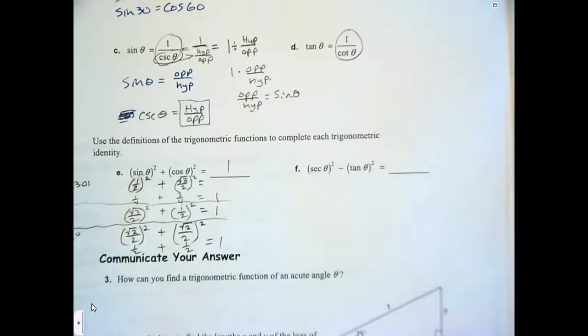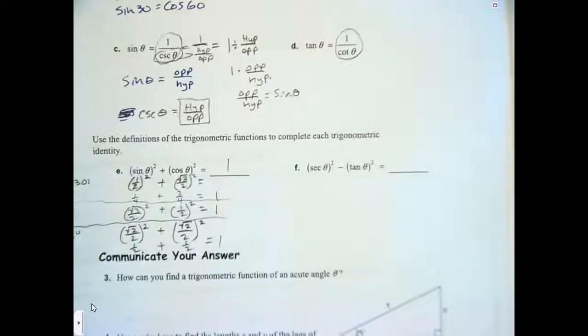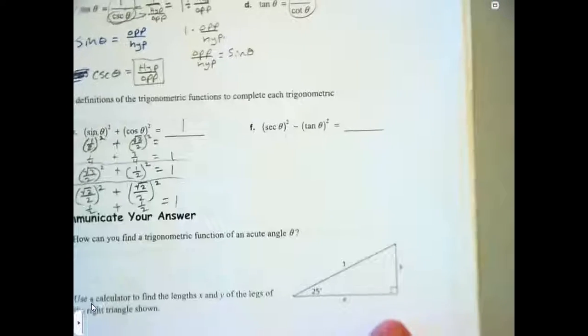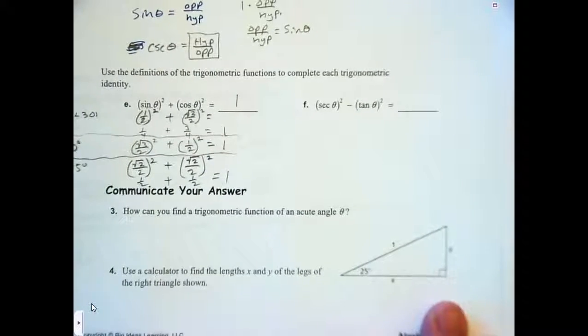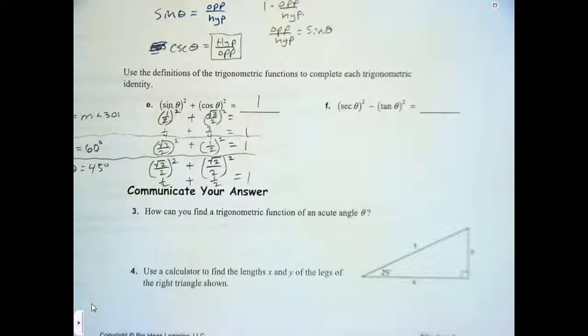Secant squared theta minus tan squared theta. What does that equal? Use some of your values that you know. Use your 30, your 60, your 90. What do you guys think? 1?